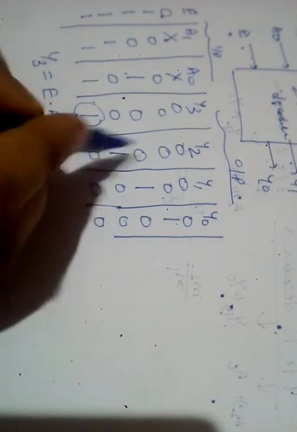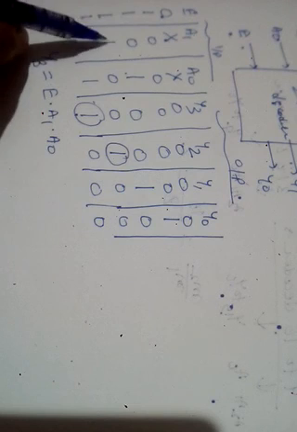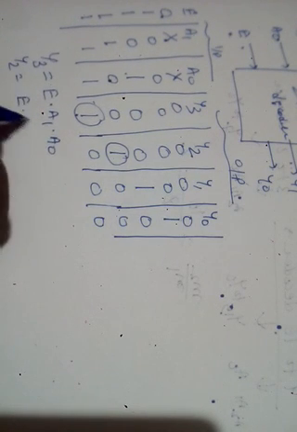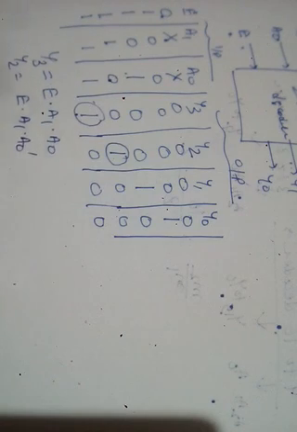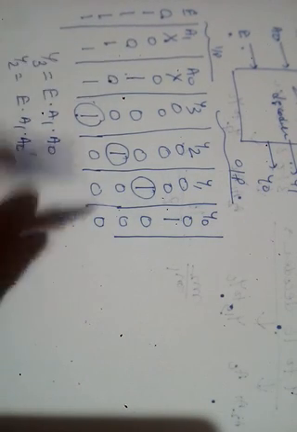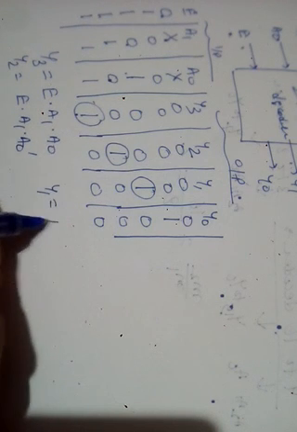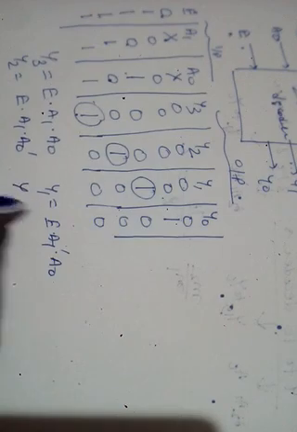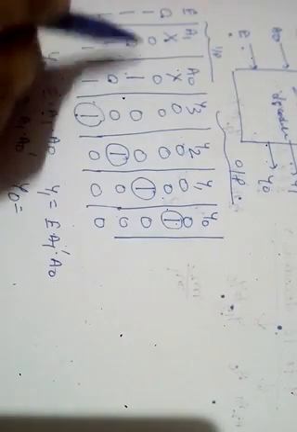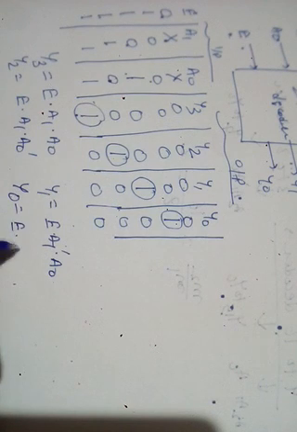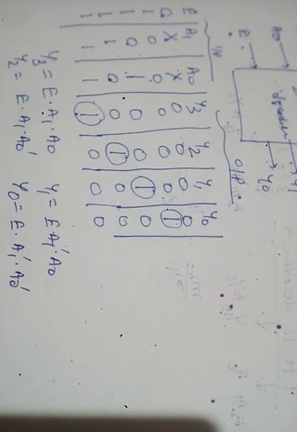And Y2 is 1 when E is 1, A1 is 1 and A0 is 0. So Y2 equals E dot A1 dot A0 bar. And Y1 is 1 when enable is 1, A1 is 0 and A0 is 1. So Y1 equals E dot A1 bar dot A0. And Y0 is 1 when enable is 1 and both inputs A1 and A0 are 0. So Y0 equals E dot A1 bar dot A0 bar. So this is the Boolean expression.